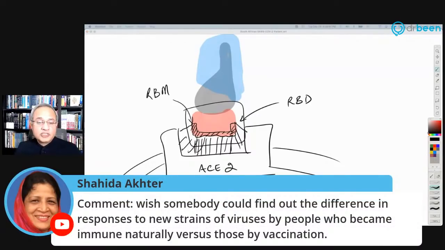Shahida has a comment, wish somebody could find out the difference in response to new strains of viruses by people who became immune naturally versus those by vaccination. I think that data would evolve soon.